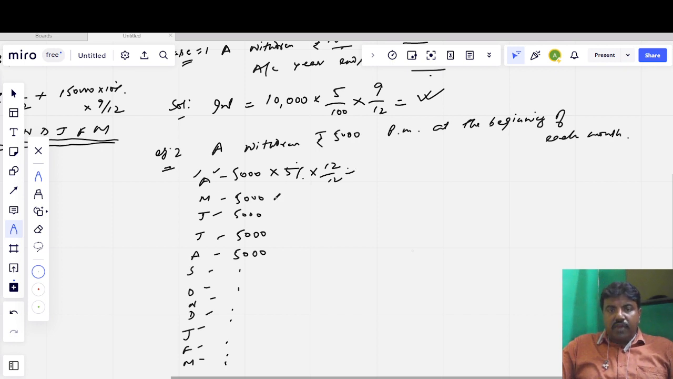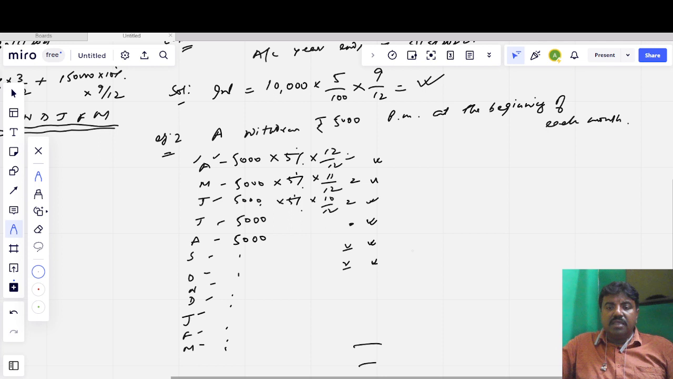Then for the next drawing, the interest will be 11 by 12. Then for the next drawing, the interest will be 10 by 12. So this way, for each drawing, we have to calculate the amount, and ultimately we will get the interest. But this is very much time consuming, because you will find this type of sum for a one mark question in CBSE and ISC. In the situation of 5,000 per month at the beginning of each month, the simple method will be very much time consuming.